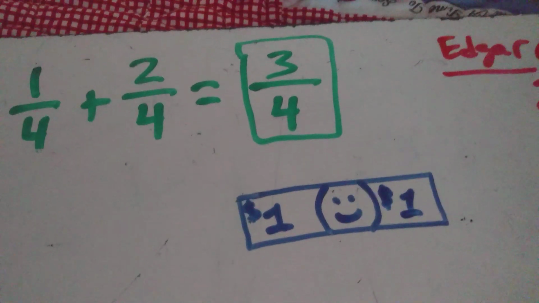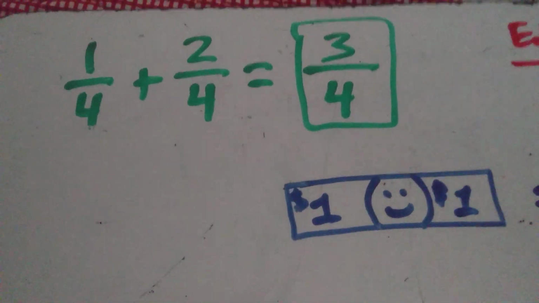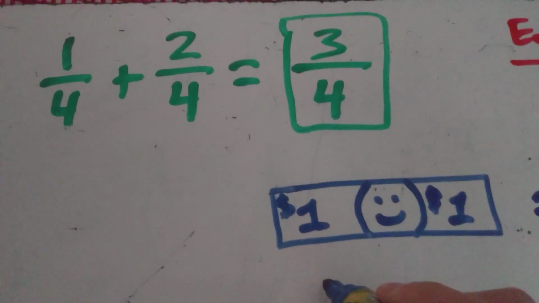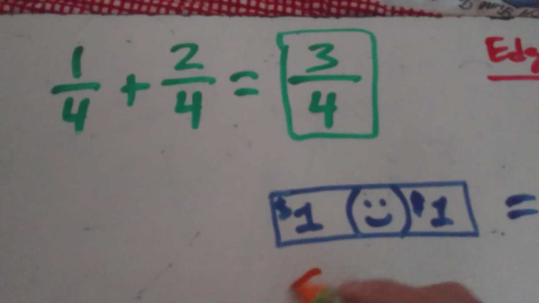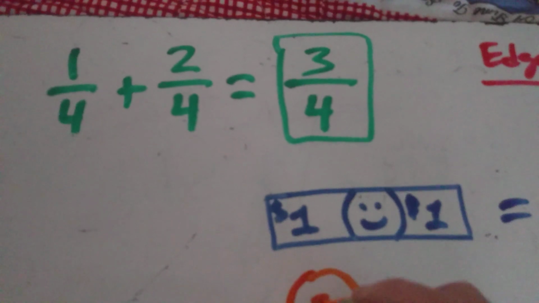We have a $1 bill. That's 1 whole. Now, let's say we have 4 quarters. We'll make our quarters orange.